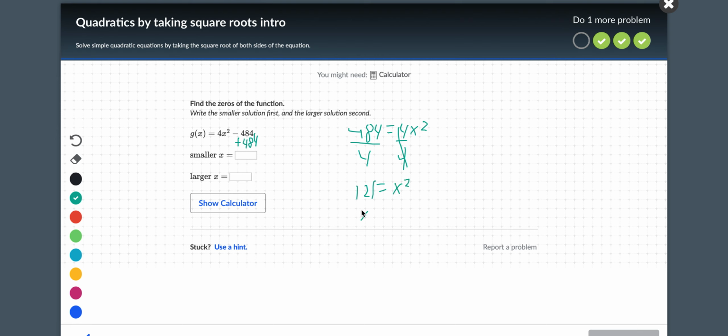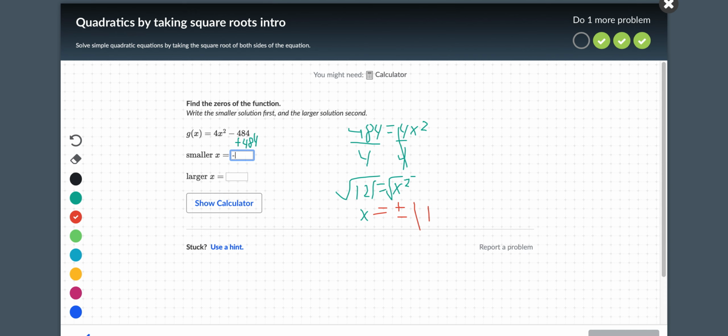So x, and then we square root both of these. So x equals positive or negative 11. I think we've written it out enough times. So now you can just see we enter in both the positive and negative.